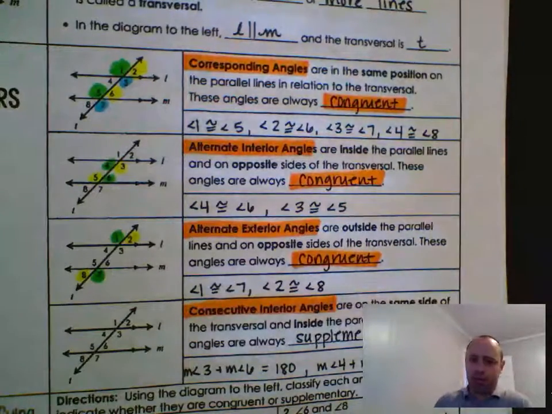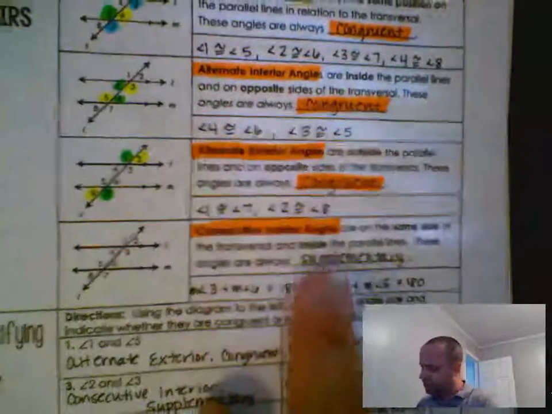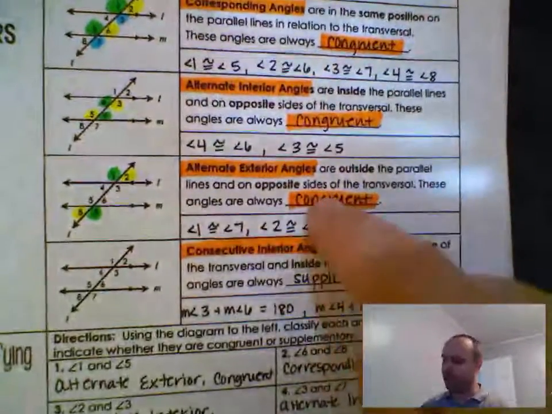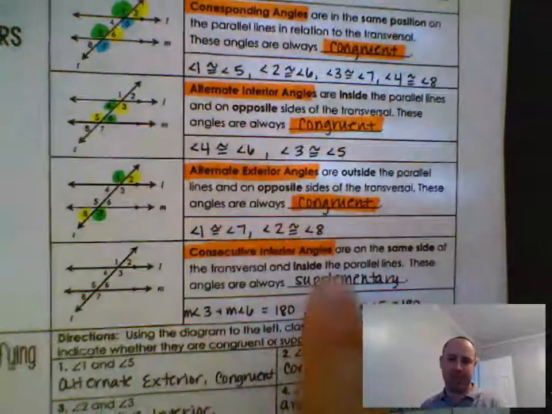All right, there's one more example we're going to need to know today, and that's called consecutive interior. These are a little different than the top 3. The top 3 have something in common: they're all congruent with each other. This one isn't. So let's look at this.